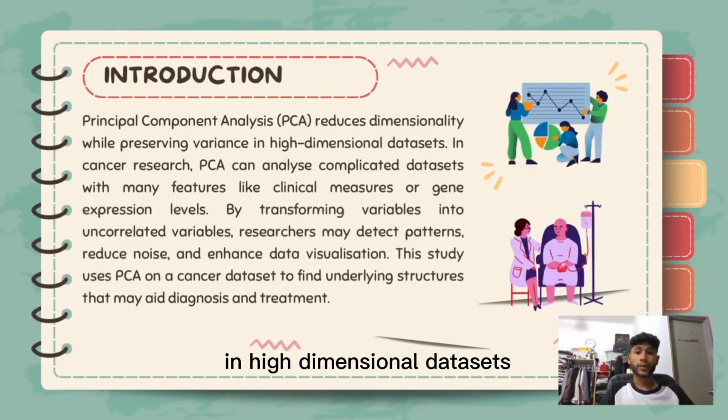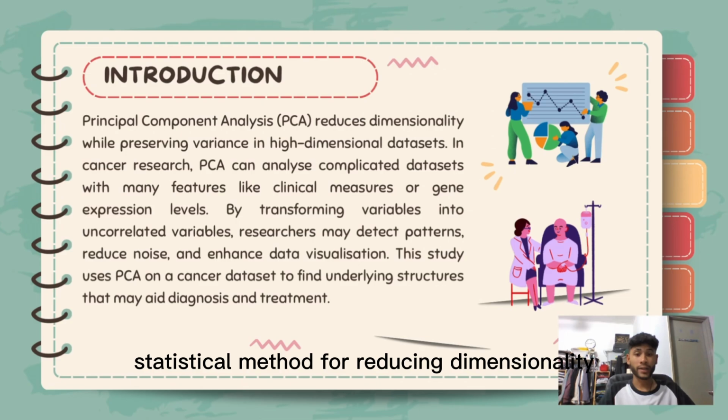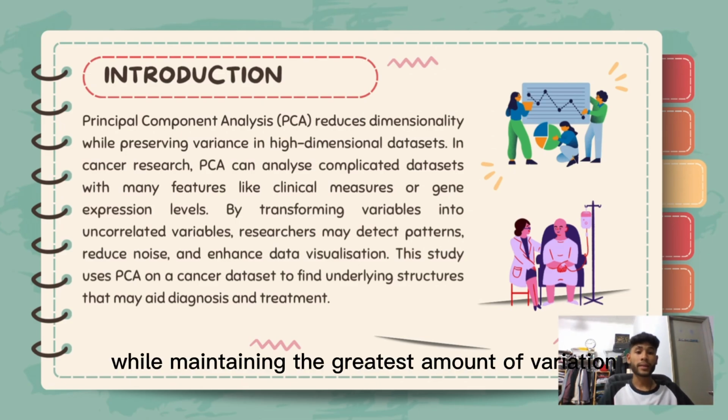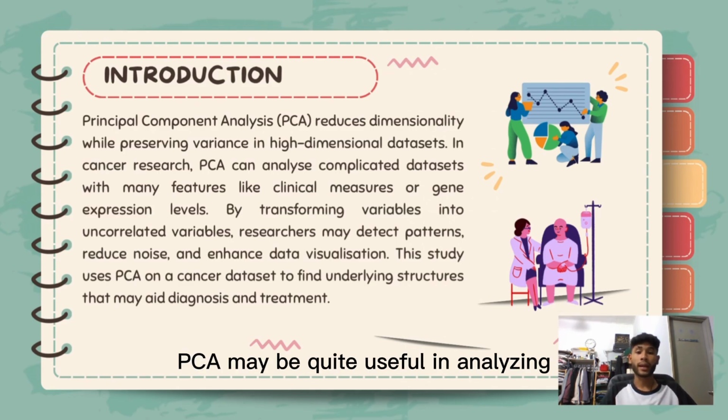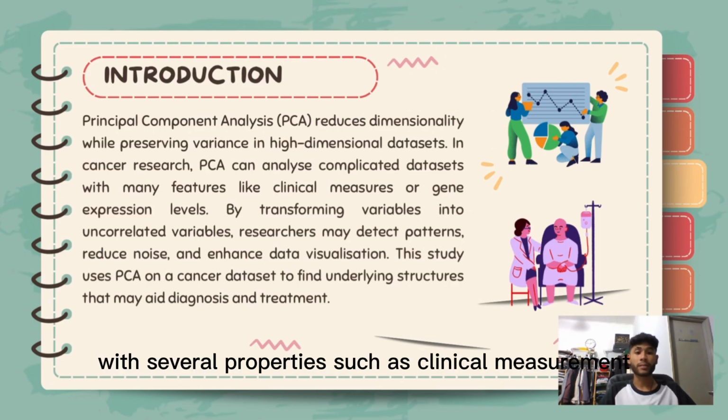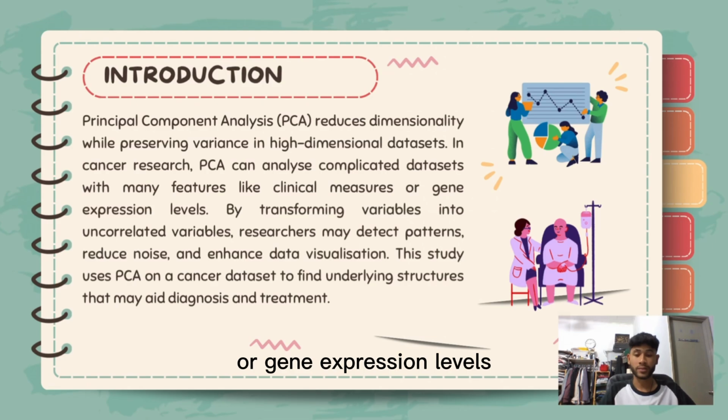So, I will start with the introduction. In high-dimensional datasets, principal component analysis, known as PCA, is an effective statistical method for reducing dimensionality while maintaining the greatest amount of variation. In the context of cancer research, PCA may be quite useful in analyzing complex datasets with several properties such as clinical measurement or gene expression levels.